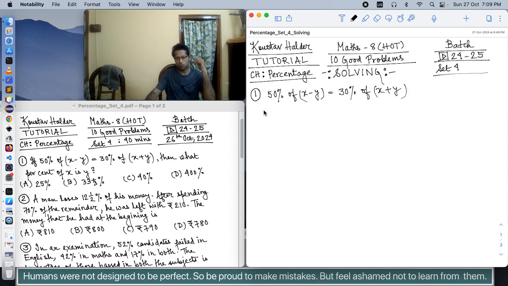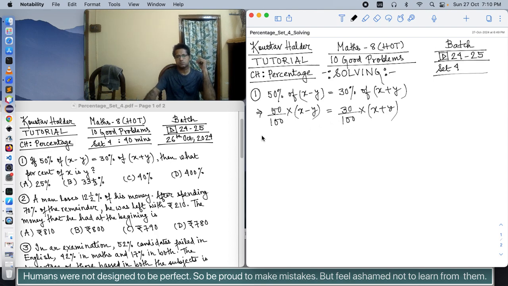Now we have to simplify the percentage and the of operator on both sides. What is 50% of x minus y? 50% means 50 by 100, and the of operator means multiplication. So 50% of x minus y means 50 by 100 multiplied by x minus y. Similarly, on the right hand side, it will be 30 divided by 100 multiplied by x plus y.